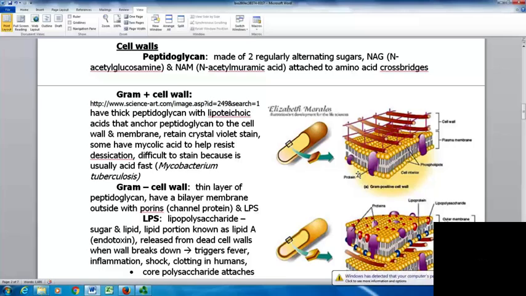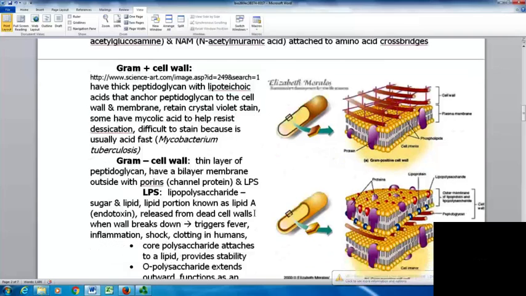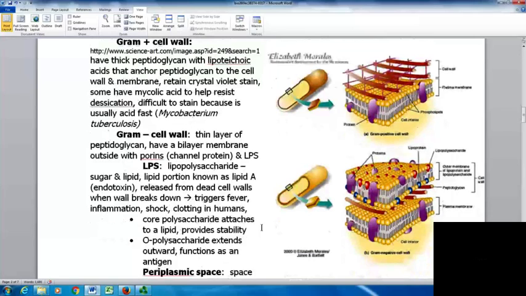The gram-negative cell wall has a thin layer of peptidoglycan. They have a bilayer membrane outside with porins, which are channel proteins, and LPS. LPS, or lipopolysaccharide, is a sugar and a lipid. The lipid portion is known as lipid A, or endotoxin. It's released from dead cell walls when the wall breaks down. This is important in looking at disease because it will trigger fever, inflammation, shock, and clotting in humans.